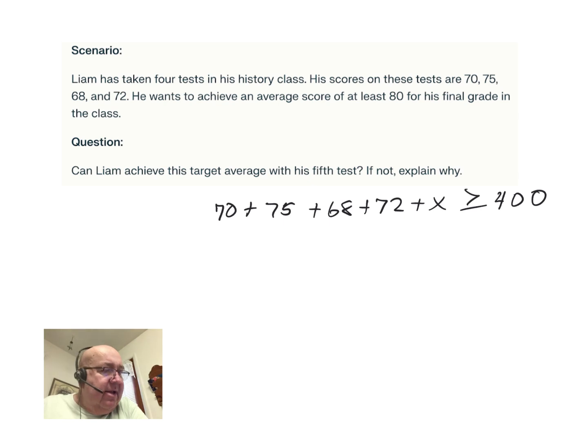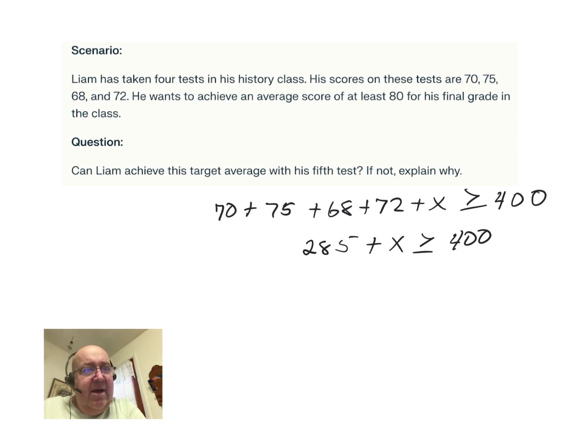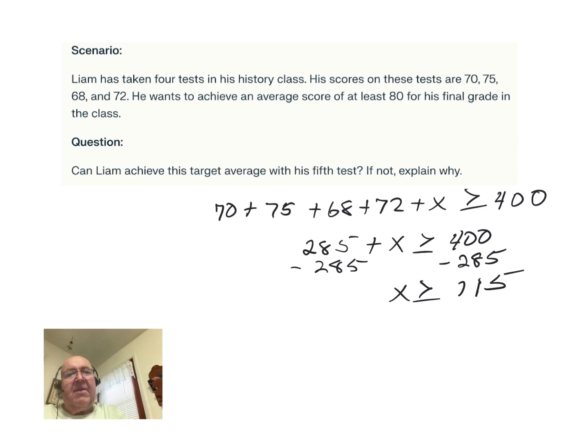As I add everything together there, I'm going to get 285 plus x needs to be greater than or equal to 400. When I subtract 285 from both sides, x needs to be greater than or equal to 115. So in this case, Liam cannot get a B in the class, because his average cannot become greater than or equal to an 80, because the max he can score on a test is 100.